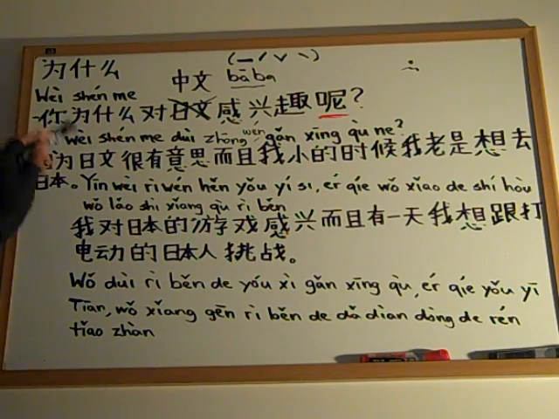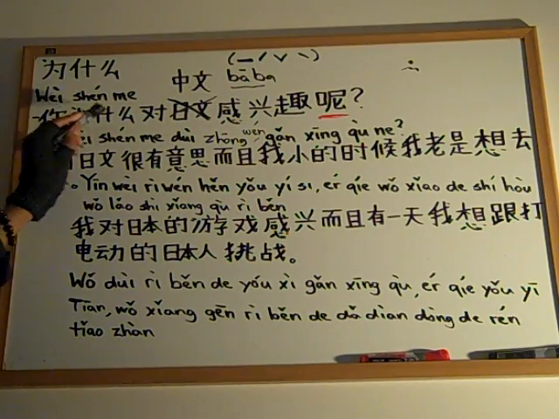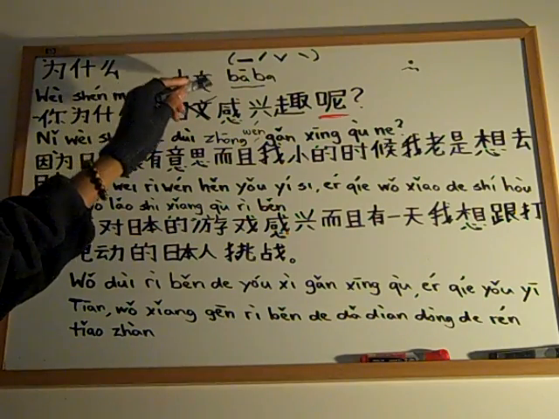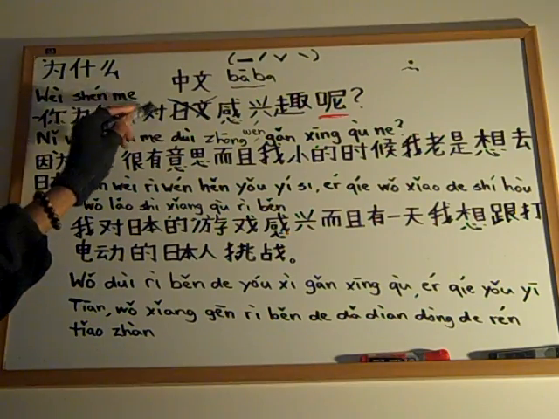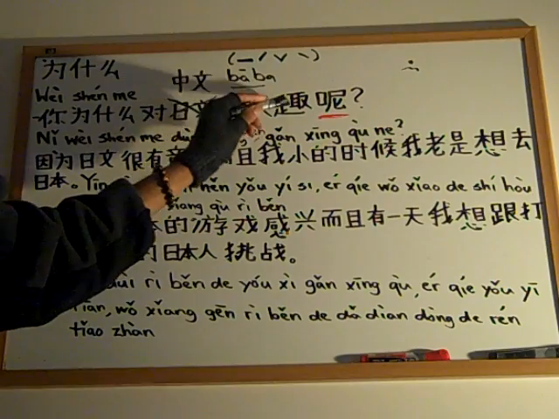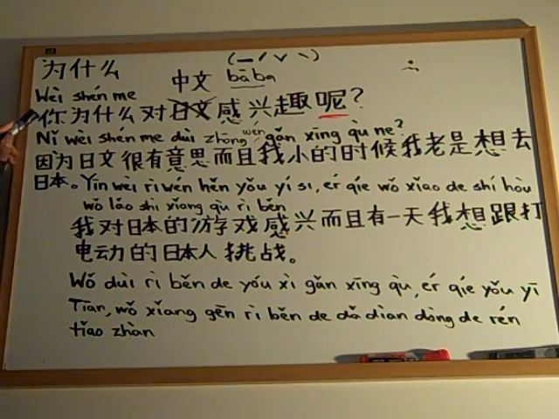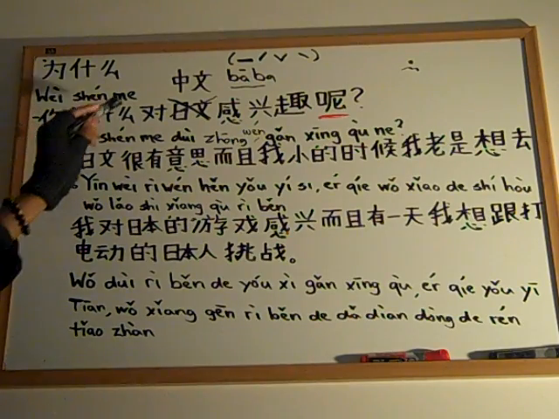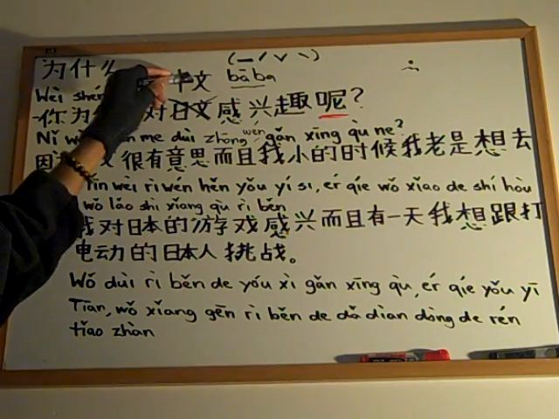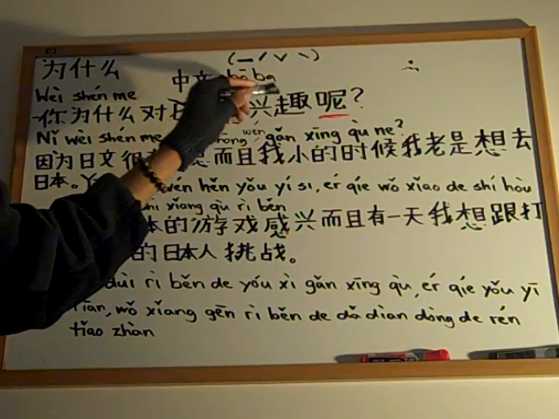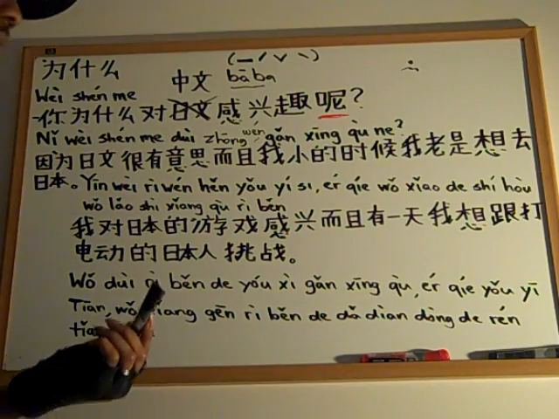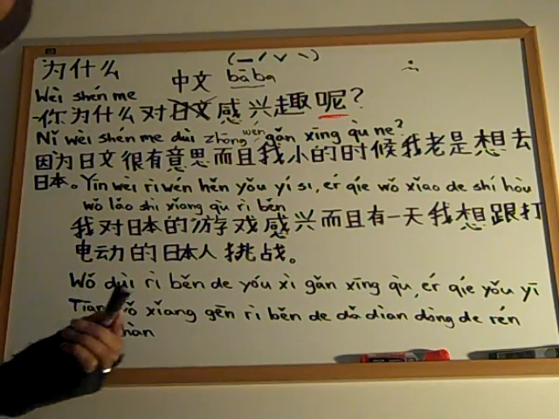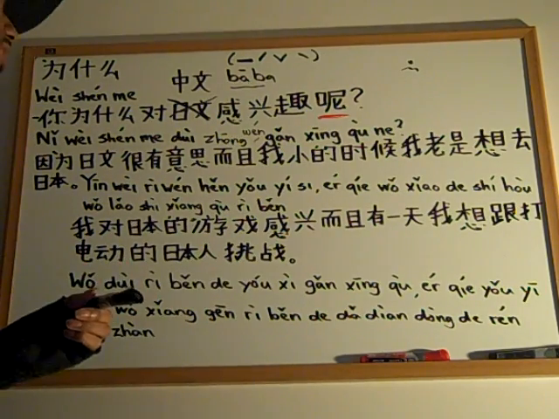Now, first sentence here, I'll read slow for you. 你为什么对中文感兴趣呢? The literal translation of this is: why, towards Chinese, 感兴趣, feel interested. Why do you feel interested in Chinese? That's what someone may ask you. That's a possible question there.